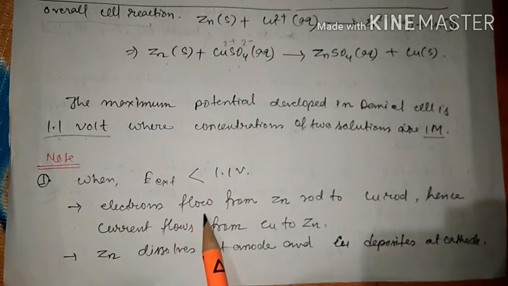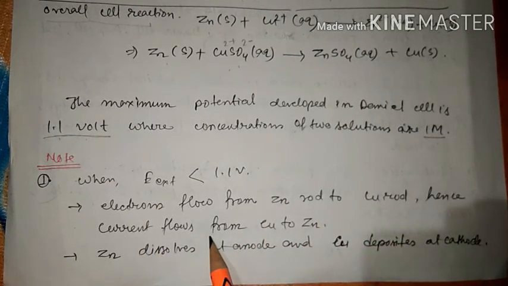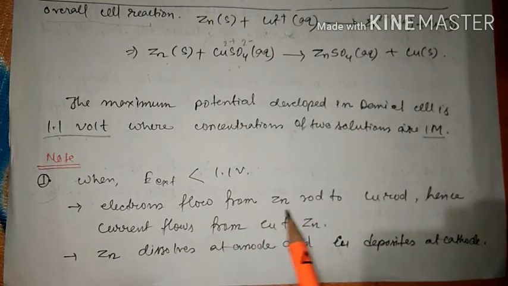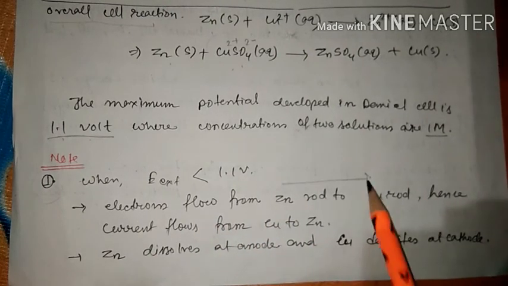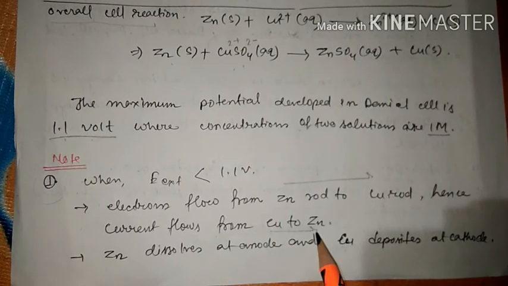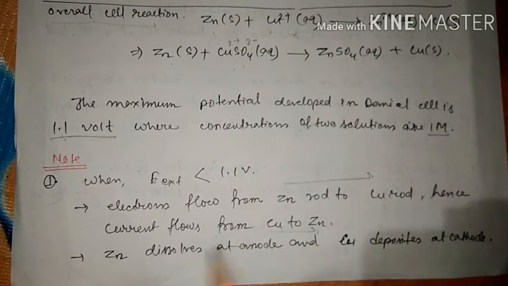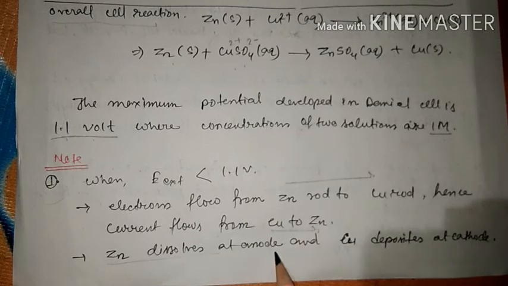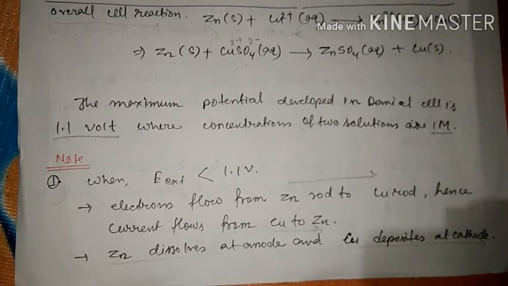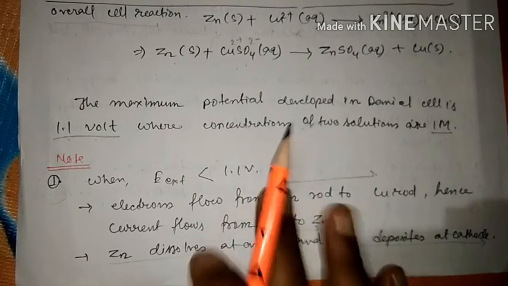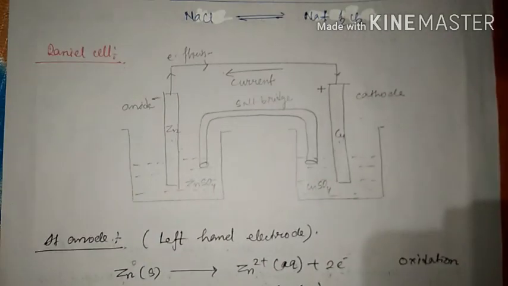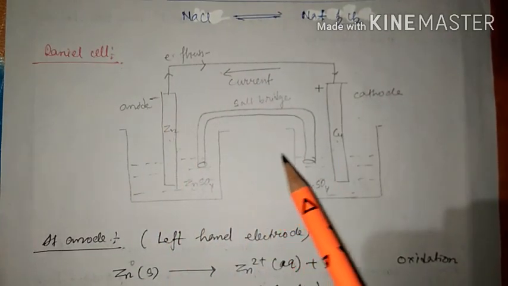Then electrons flow from zinc to copper. Current flows from copper to zinc because it is in the opposite way. Electrons flow from zinc to copper, and current from copper to zinc. Then zinc dissolves at the anode and copper is deposited at the cathode. Okay, this one I explained. This one, the external voltage here is less than 1.1 volt.